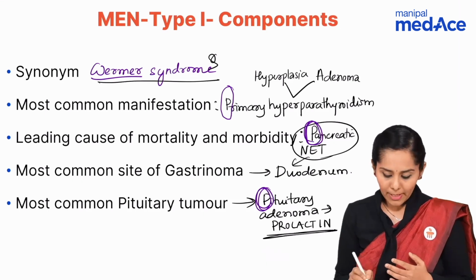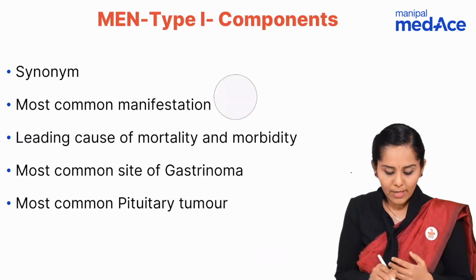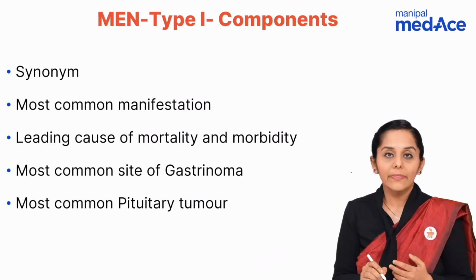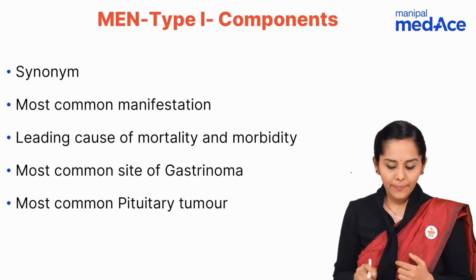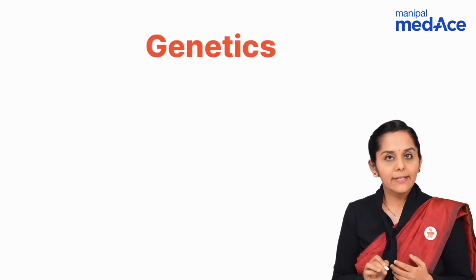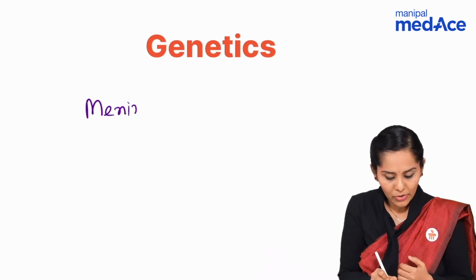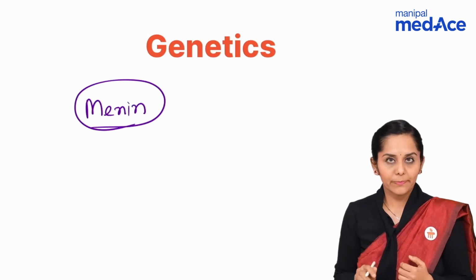Now apart from 3 P's, there are some other things, that there is duodenal gastrinoma, and these patients can also have increased incidence of lipoma, thyroid tumors, adrenocortical tumors, etc. Okay, so the gene involved here is, remember this gene, menin gene. Mutation involving the menin gene is responsible for MEN type 1 syndrome.